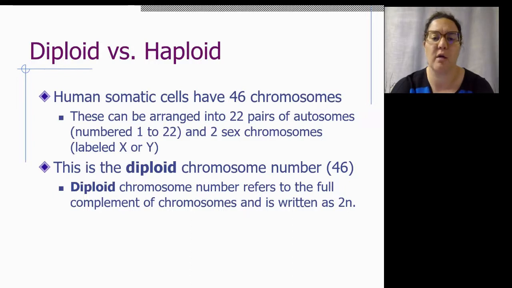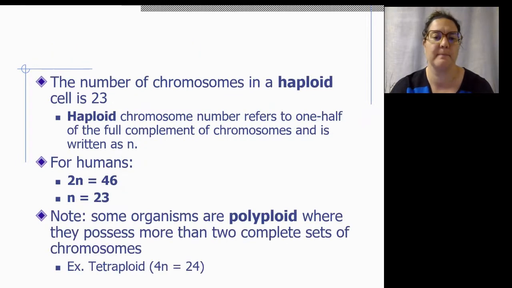It refers to the full complement of chromosomes, and we see this written as 2N. So we have two copies of however many chromosomes we have. The number of chromosomes in a haploid cell is 23. So this would be a sperm cell or an egg cell for humans. Haploid refers to one half of the full complement of chromosomes and is just written as N. So N is the number of chromosomes that there are. Diploid, again, 2N. So we have 2 of the 23 chromosomes.